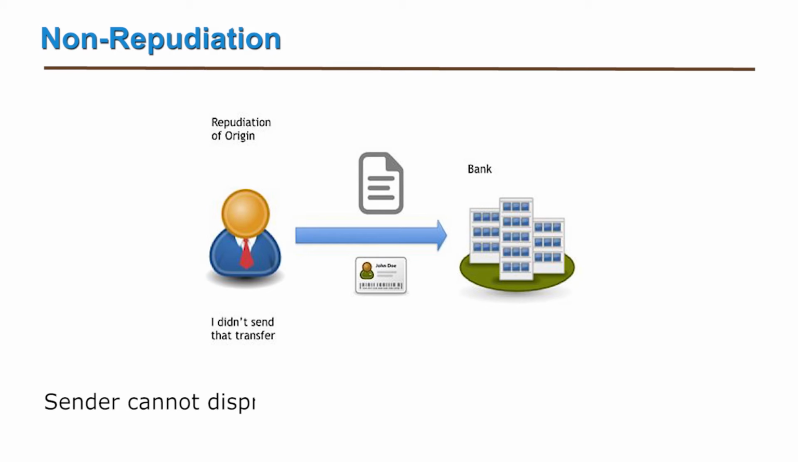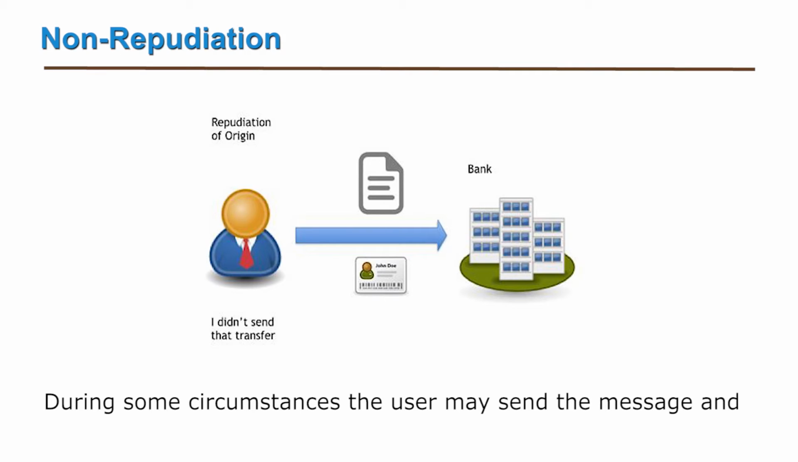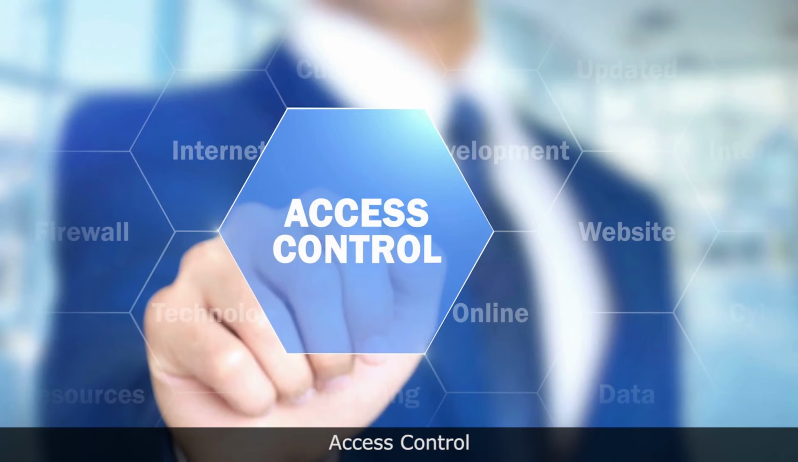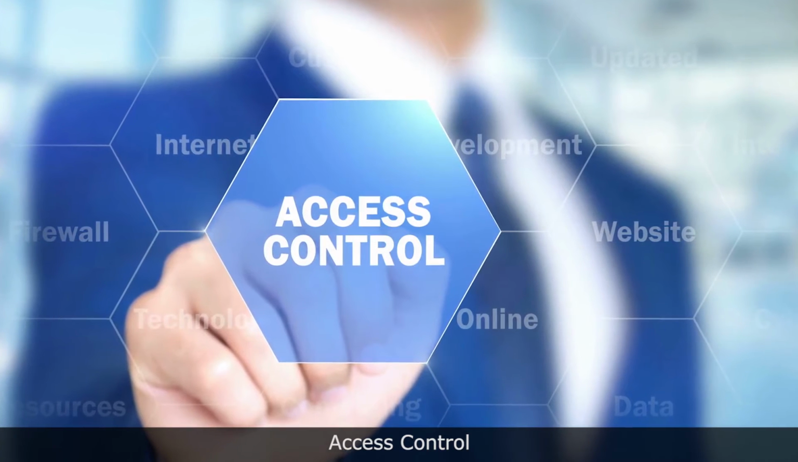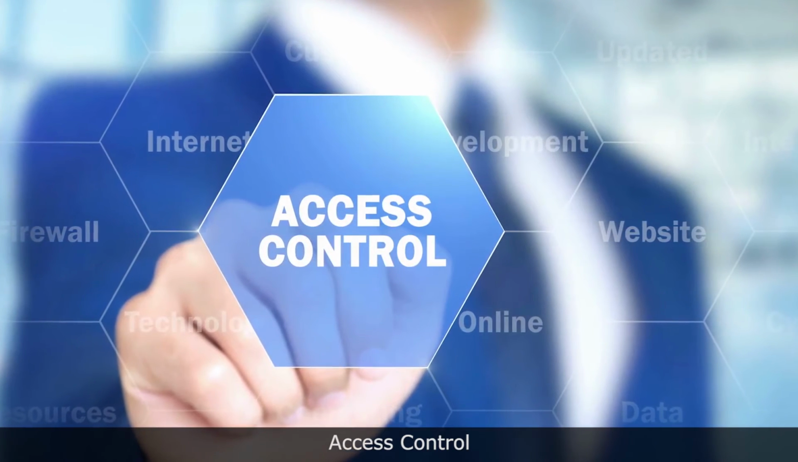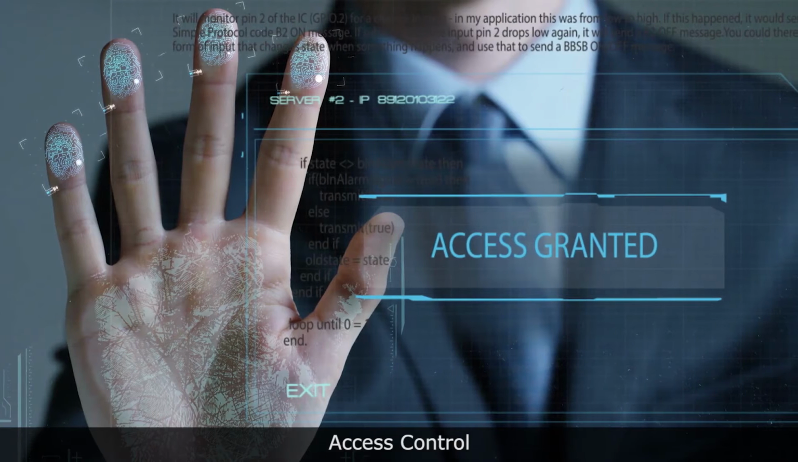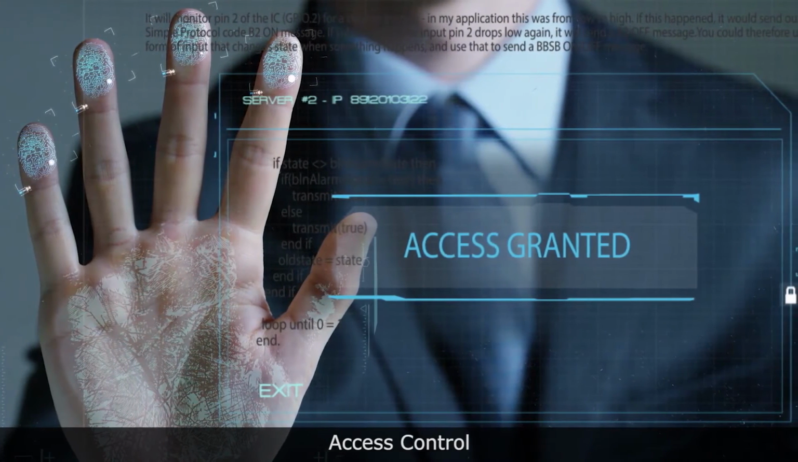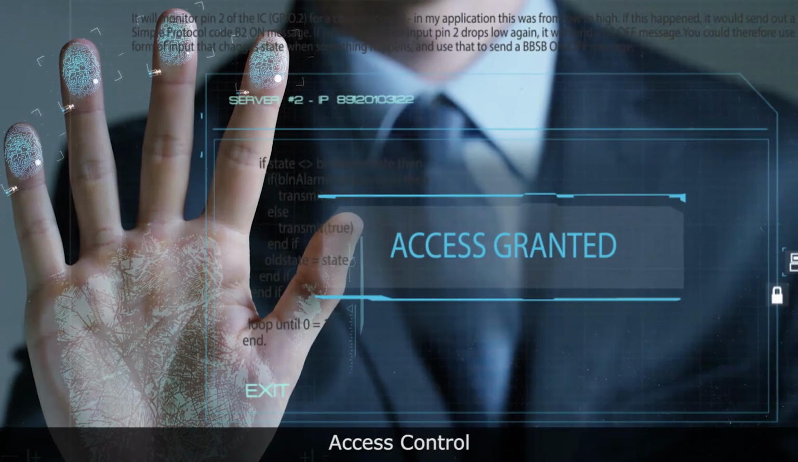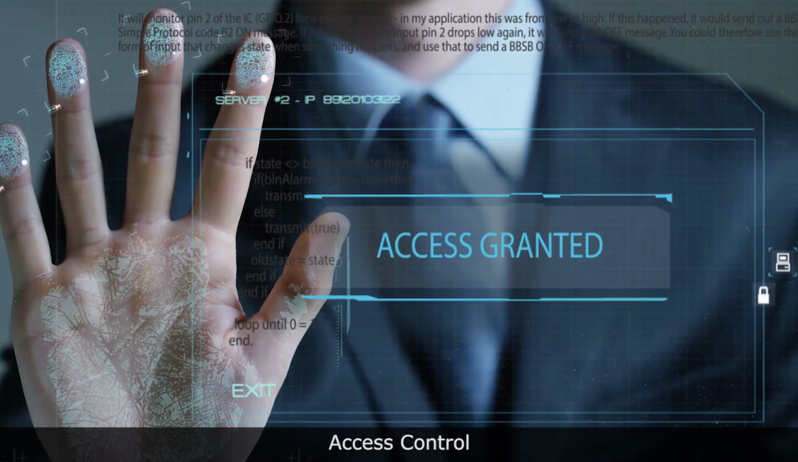Next comes non-repudiation. Sender cannot disprove the claim of transferring the message. During some circumstances, the user may send the message and he may negate the same at a later point of time. Access control. The security concept of access control is to decide who has to access what. The access rights and permissions are monitored by this. Who can access what and the permissions are generally maintained in a list called access control list.